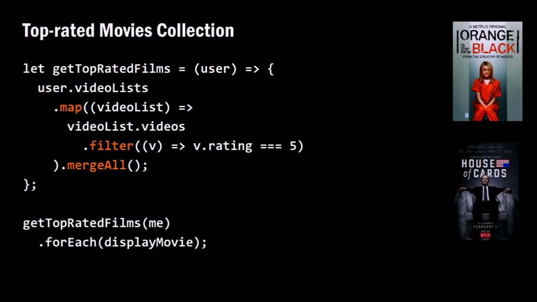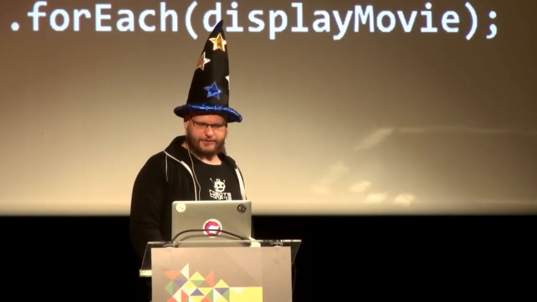So now we can actually take a look and see inside of Netflix how they would get your top-rated movies. Well, you would start with a given user, and you would look over their video list, and you would map with their video list, and you would go through and filter where the rating is top 5, and you would merge them all. Or you could just call flat map and be done with it. Now, what if I told you that same code that we showed here, you could use to create a drag event?